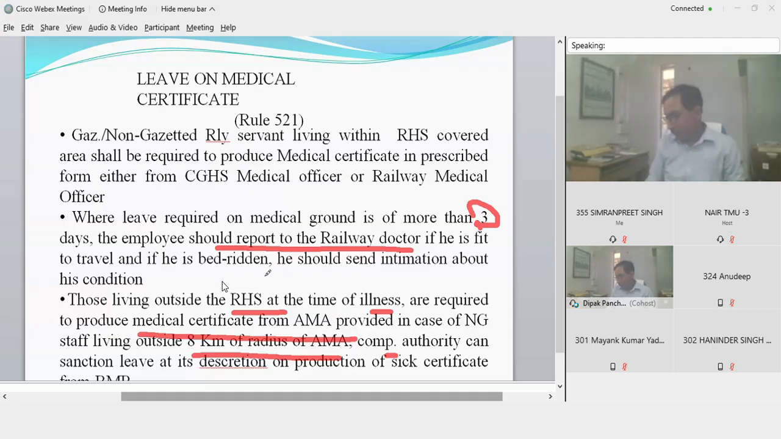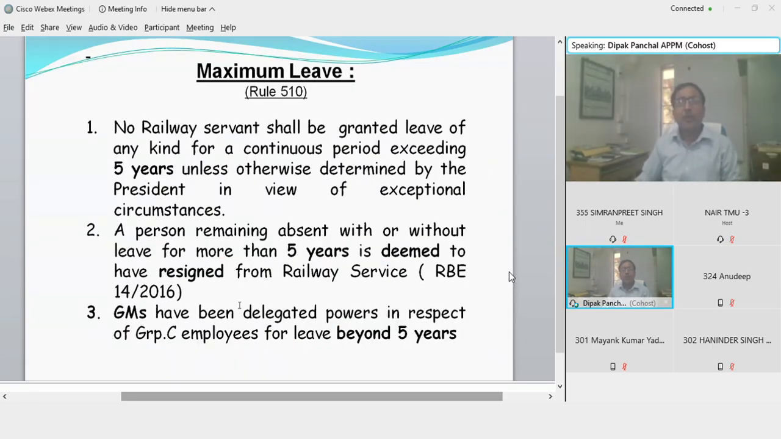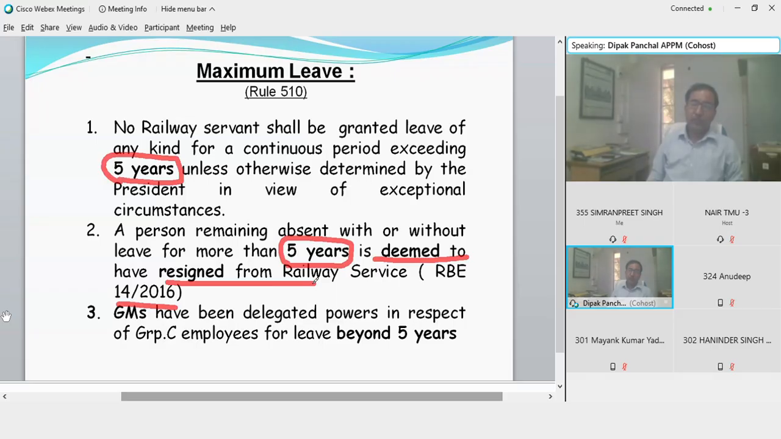As per these rules, the maximum number of days of leave cannot be more than 5 years under any circumstances. And if an employee remains absent exceeding 5 years, then we don't undertake any disciplinary case or actions, because as per these rules, he is deemed to have resigned from the railway. So we need not undertake any disciplinary actions in such cases. Only GMs have the power to consider leave beyond 5 years.